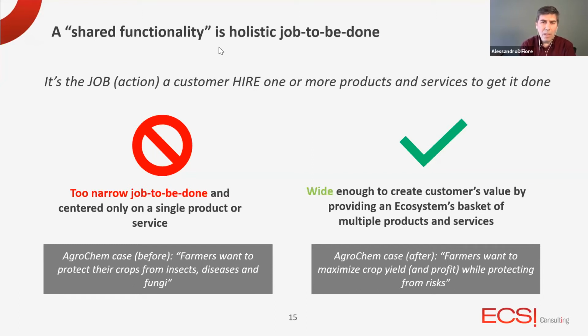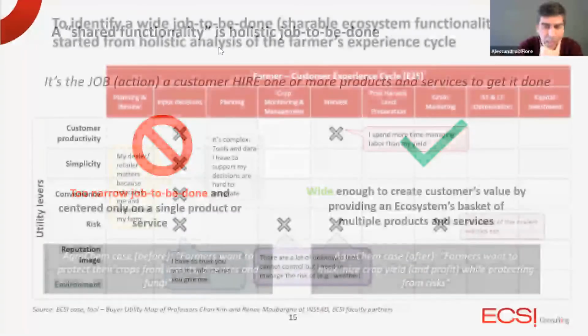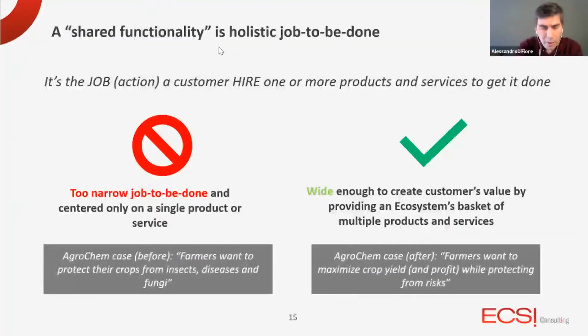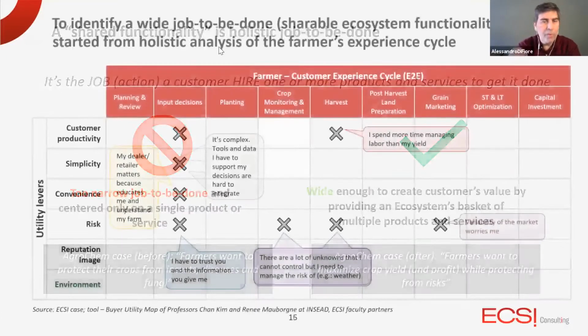So the farmers really want to maximize profit. At the same time, they know there is a risk in their business, because if you lose a crop, you are losing fundamentally a full year or maybe half a year, and they want protection from their risk. How did we get to this shared functionality? Here on the right, we got to the shared functionality.